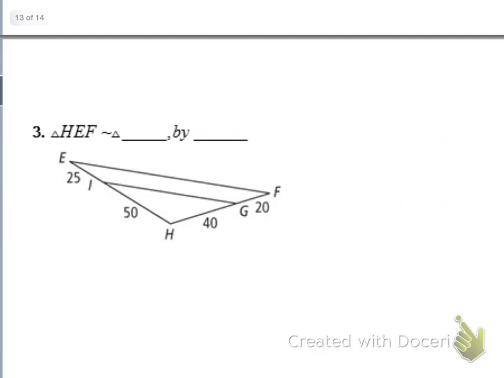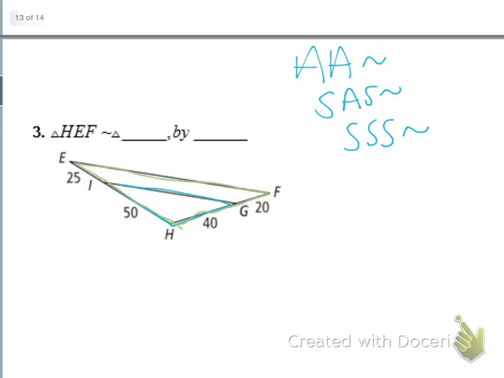Okay, we're trying to decide what shortcut I have: angle-angle similarity, side-angle-side similarity, or side-side-side. So first off, I got my teeny triangle, and I got my big triangle here. Looks like they share H completely, so there's an angle.